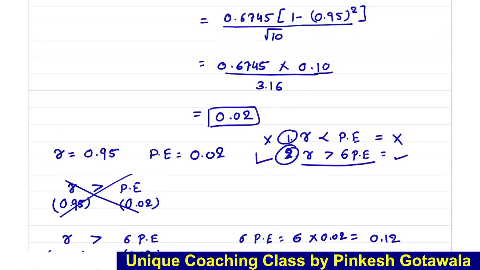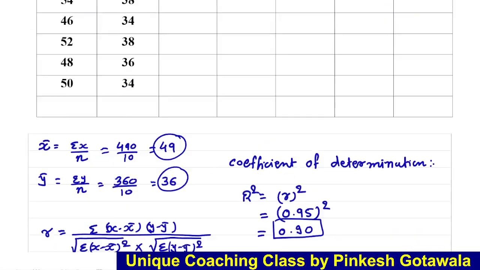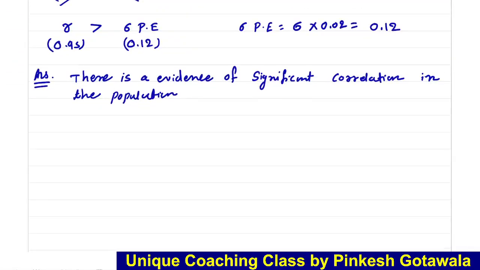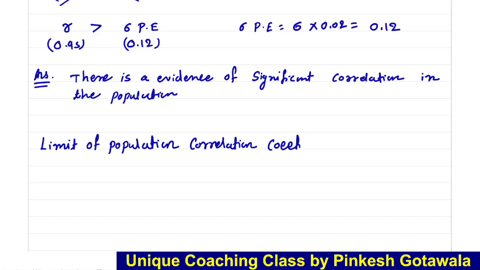So the second topic they asked, to find out probable error, was completed. Now third, they asked one more thing: limit of population correlation coefficient. What is this? Limit of population correlation coefficient. Here also there is a formula, r plus minus P.